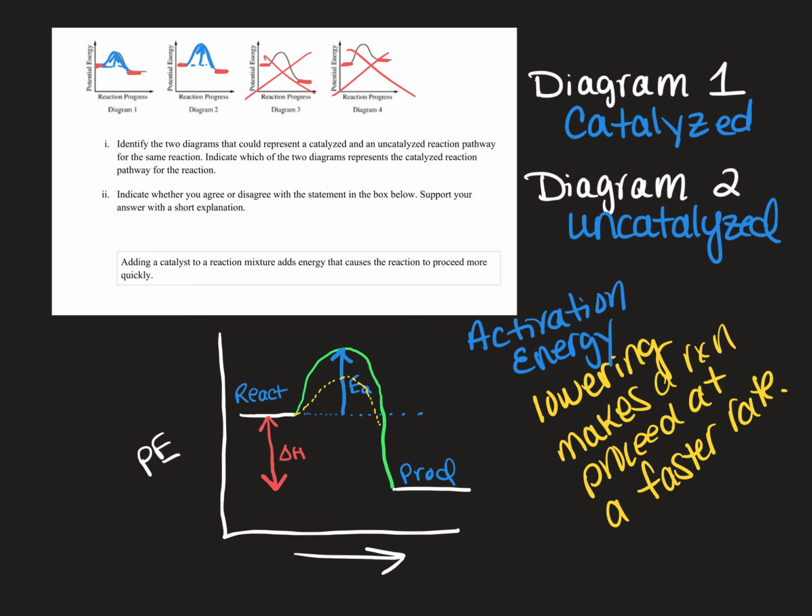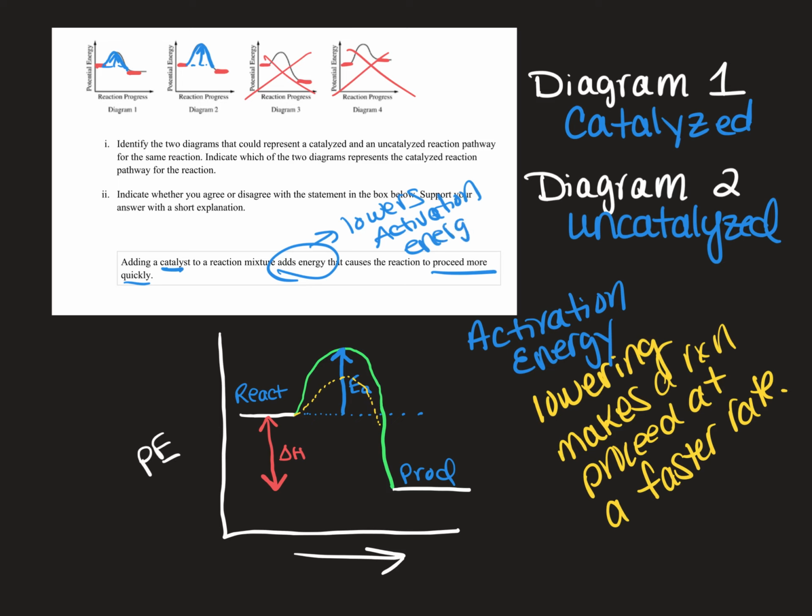Okay? And then agree or disagree. Indicate whether you agree or disagree with the statement in the box below. Support your answer with a short explanation. The statement: adding a catalyst to a reaction mixture adds energy that causes the reaction to proceed more quickly. So a catalyst does make a reaction proceed more quickly, but it doesn't add more energy. It actually lowers the activation energy.